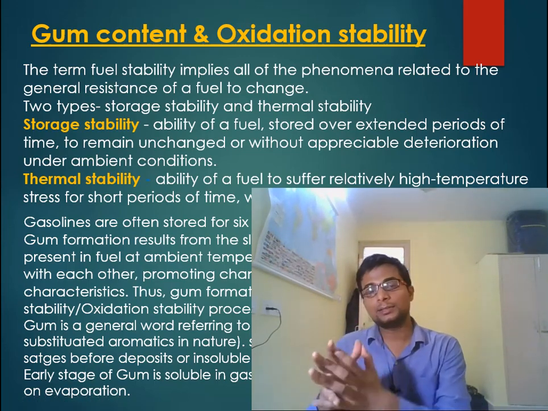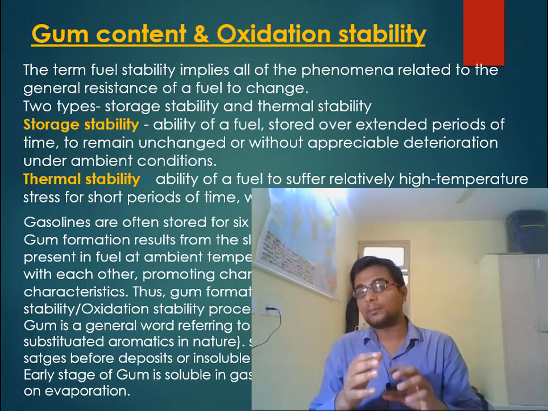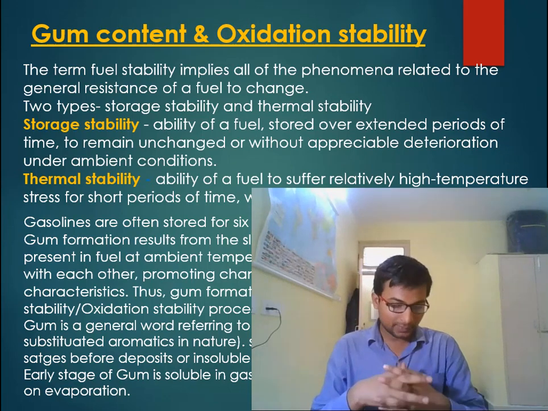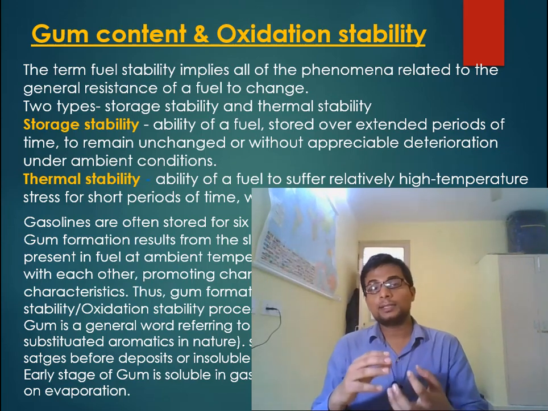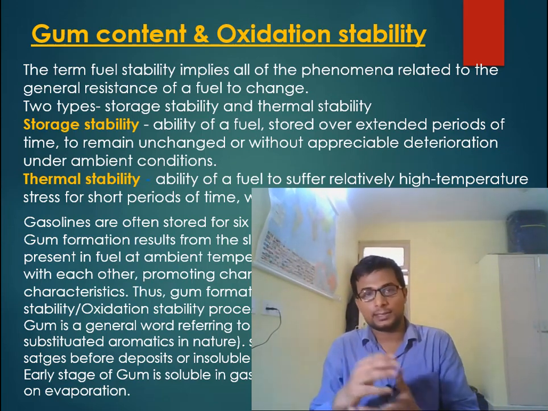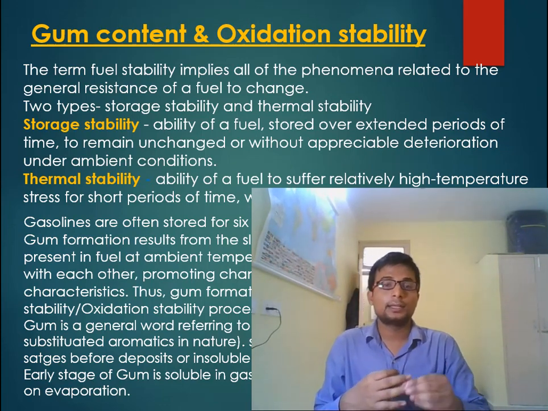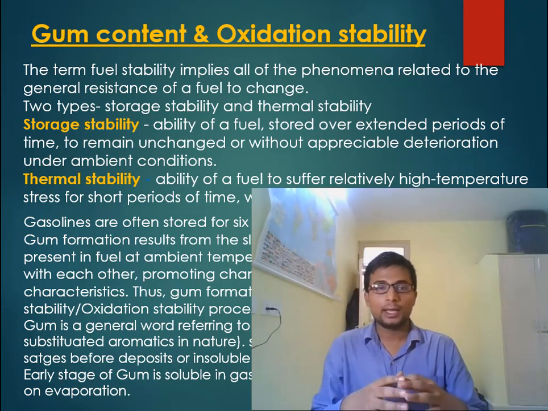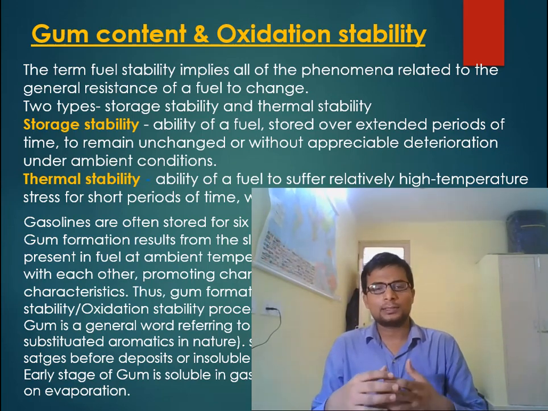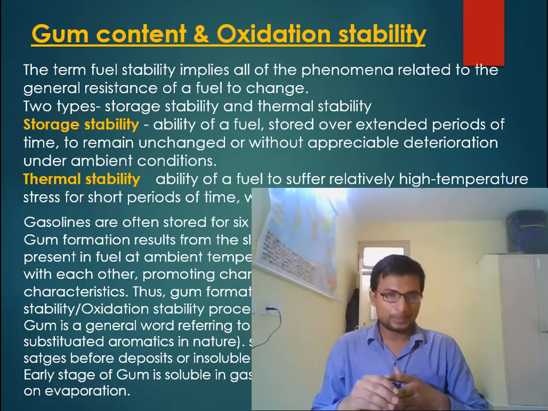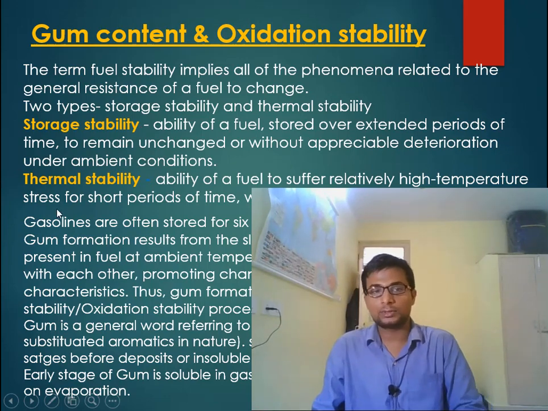To understand why there is a limitation on olefin content, we need to understand what oxidation stability of petrol is and what gum content or gum formation is. Whenever I say stability of any fuel, it means its resistance to change. If a fuel has very good resistance to change, it has very good stability. And if a fuel goes into different reactions very easily, it is unstable. Stability is of two types: one is called storage stability, and the other is called thermal stability.